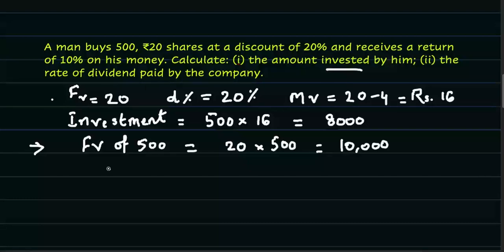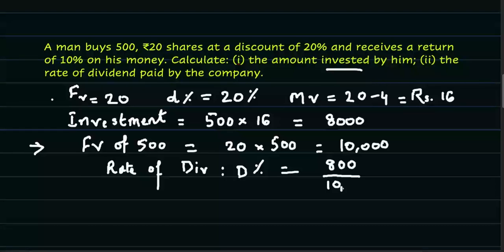Receives a return of 10%. Rate of dividend we don't know. So how to find rate of dividend? Rate of dividend, I can write it D percentage, capital D, which will be equal to 800 is the dividend received divided by total. How much is the investment? The face value is 10,000 for the shares into 100. So that will be 2 zeros, 2 zeros, everything got cancelled, 8%. So the dividend percentage is 8.